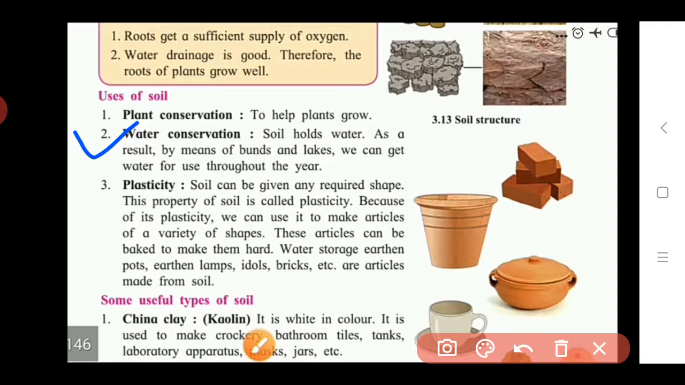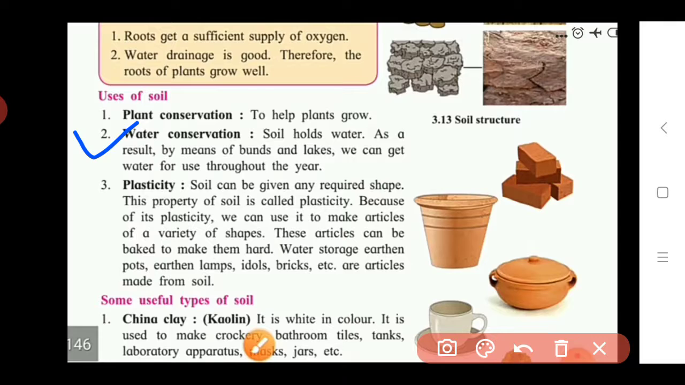If we build bunds in the way of the water flow, water gets accumulated at one place, and this water gets absorbed inside the earth surface, and due to this we get water for our use throughout the year. Whether it is the rainy season, summer days or winter days, we have water available in sufficient amount. So it is the second use of soil, that is water conservation.